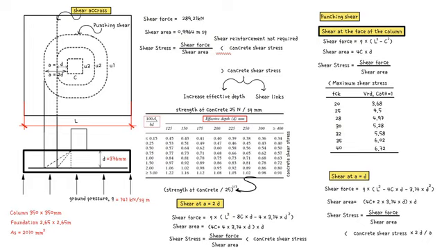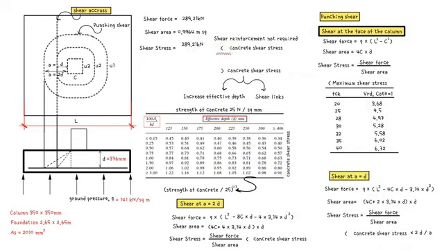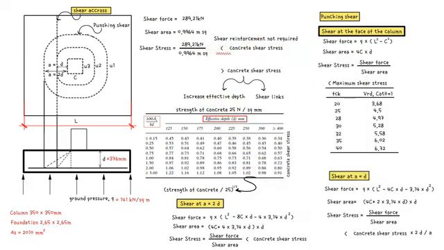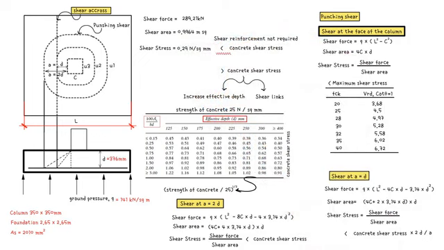As a result, shear stress equals shear force 289.21 kilonewtons, divided by shear area 0.9964 square meter, divided by 1000 to convert from kilonewton per square meter to newton per square millimeter. This gives us a value of 0.29 newton per square millimeter. Now, we need to compare this value with the value of concrete shear stress, which we can obtain from the table. We assume that the strength of concrete is 25 newtons per square millimeter.